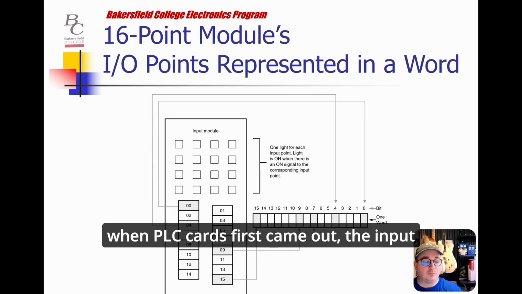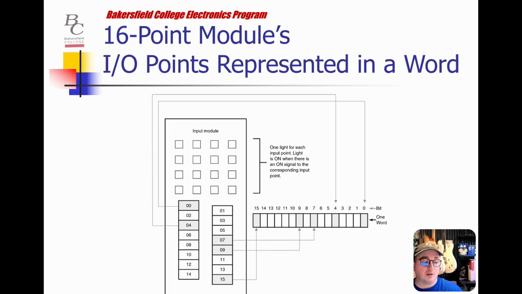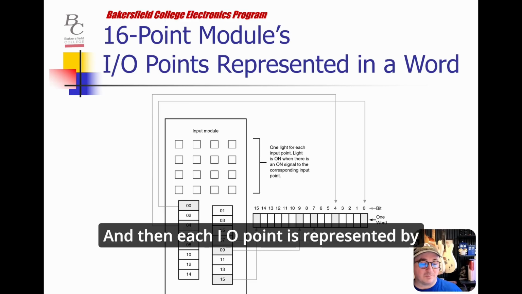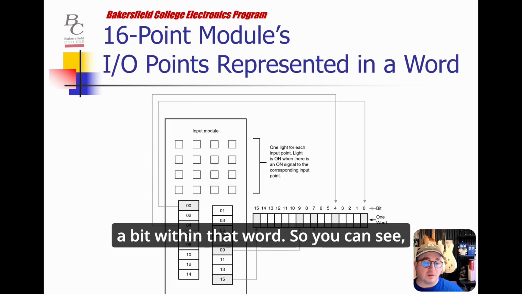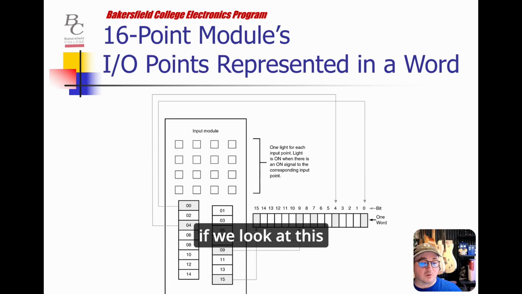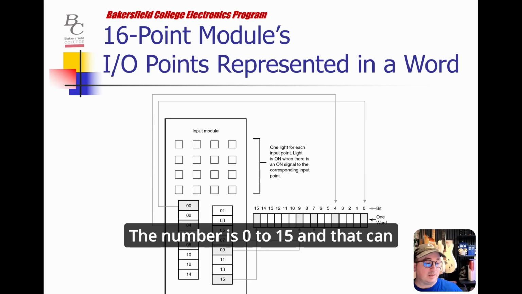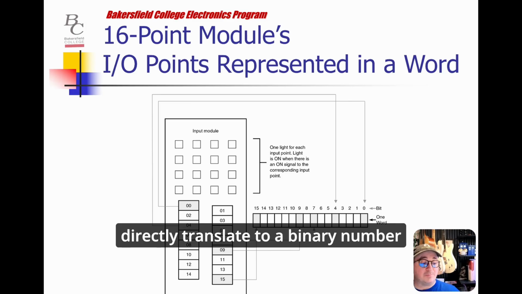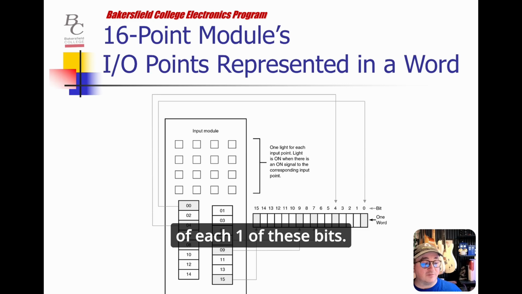So originally when PLC cards first came out, the input cards were organized into a 16-bit word, and then each IO point is represented by a bit within that word. So you can see if we look at this card, it translates to the numbers 0 to 15, and that can directly translate to a binary number that will represent the on or off state of each one of these bits.